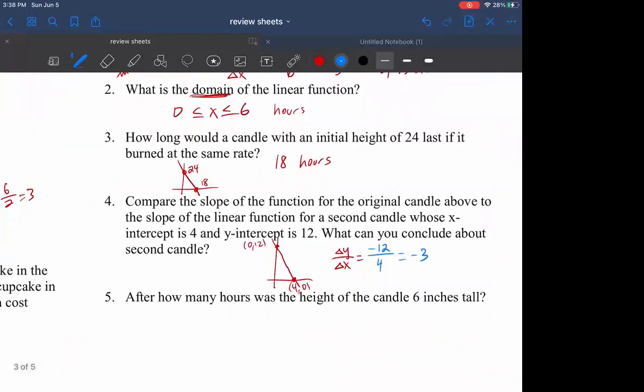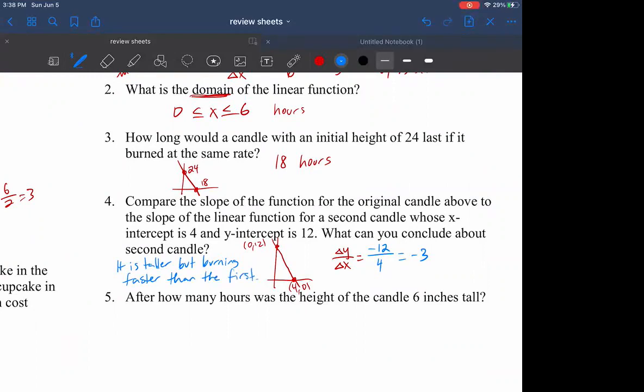So what can we conclude about the second candle? It is taller, but burning faster than the first. The second one is taller, but it is burning faster than the first.